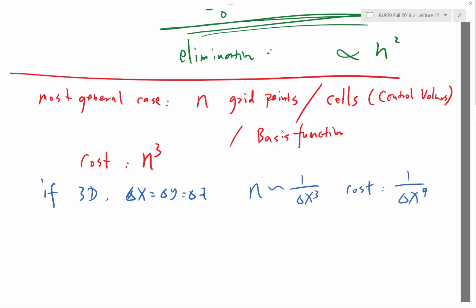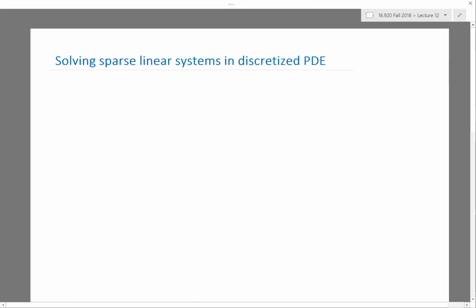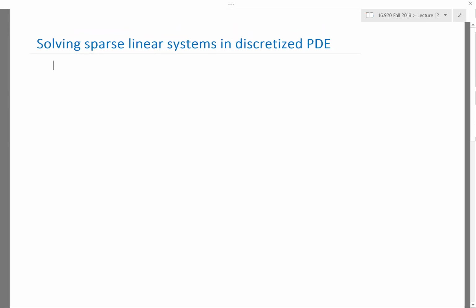Okay, so what's that algorithm? So, I mean, nothing comes for free. The way you solve this matrix system faster is by exploiting the sparsity of the linear system. So what do we mean by sparsity? Sparsity means if you look at a matrix, most of the entries are 0.